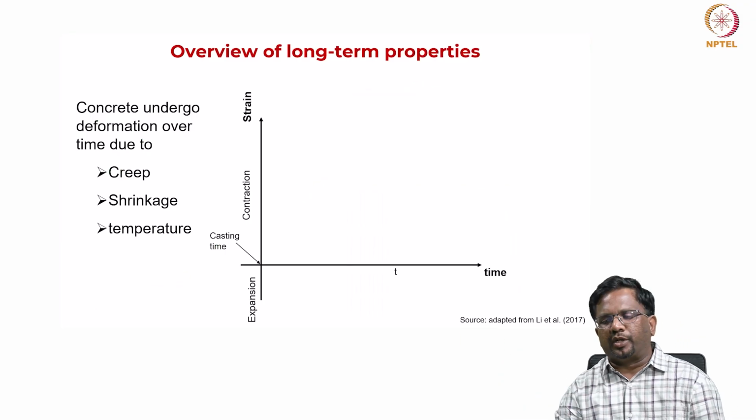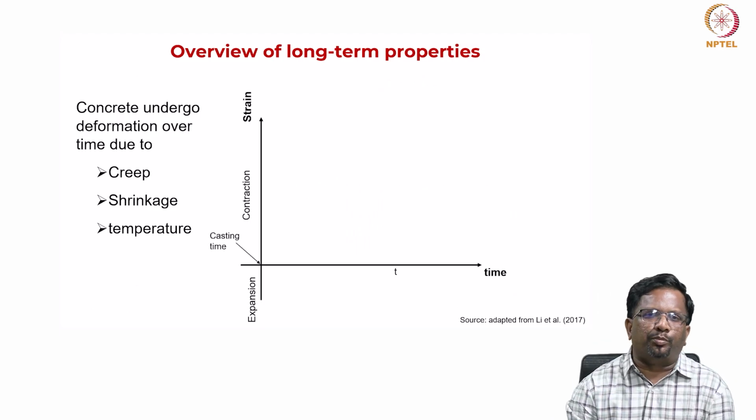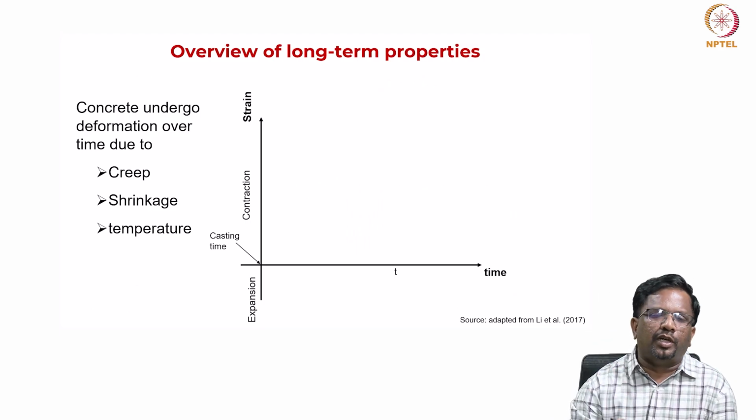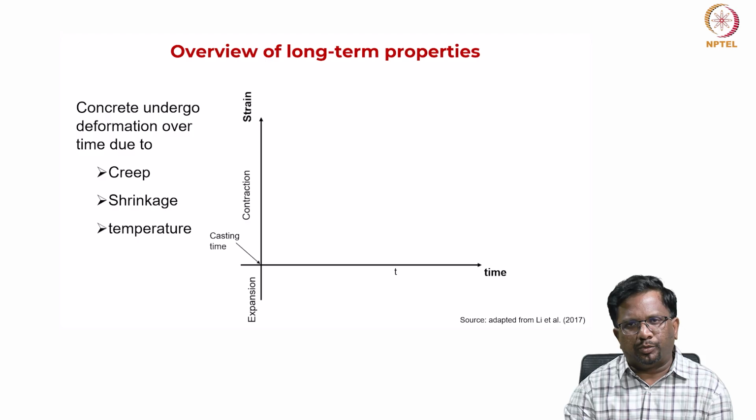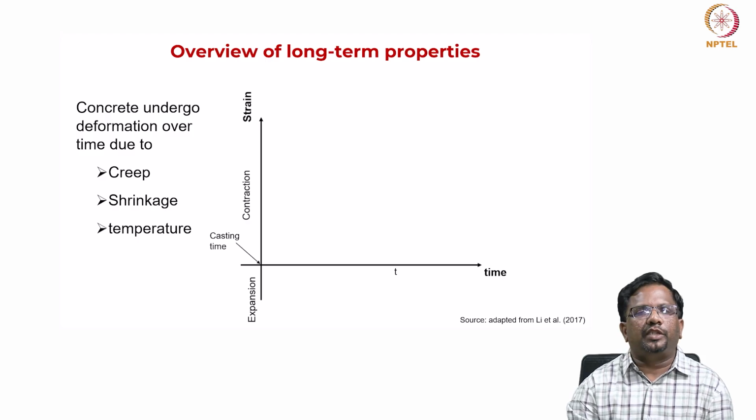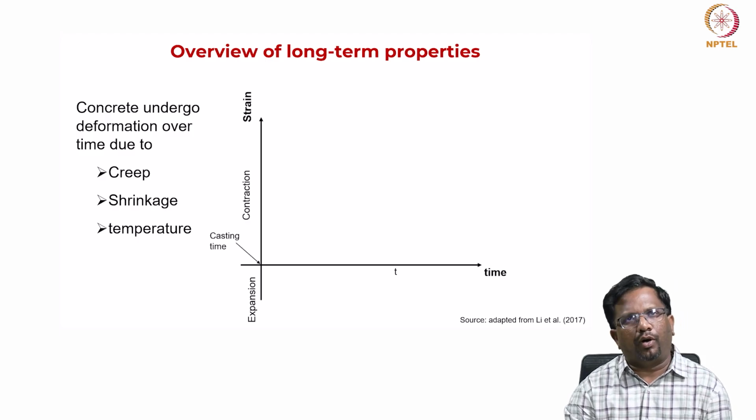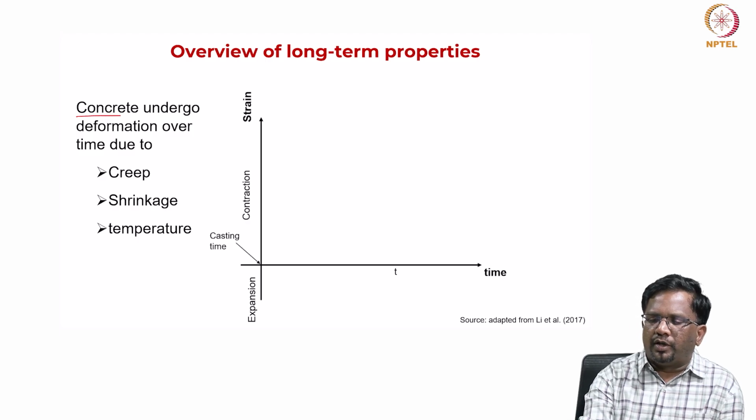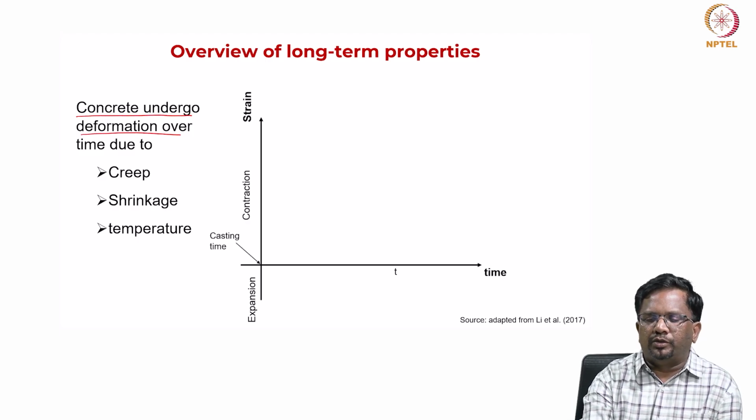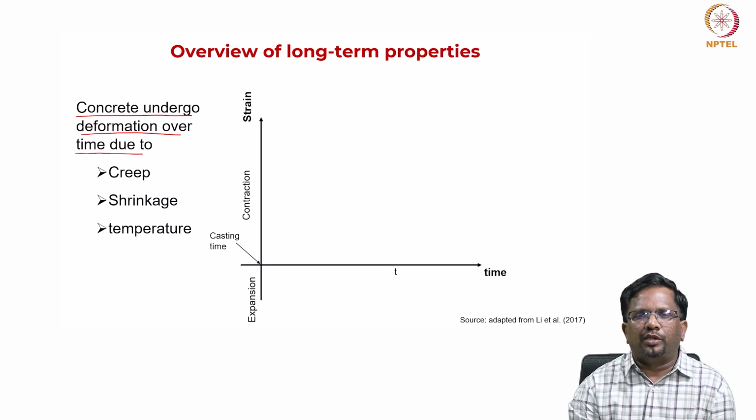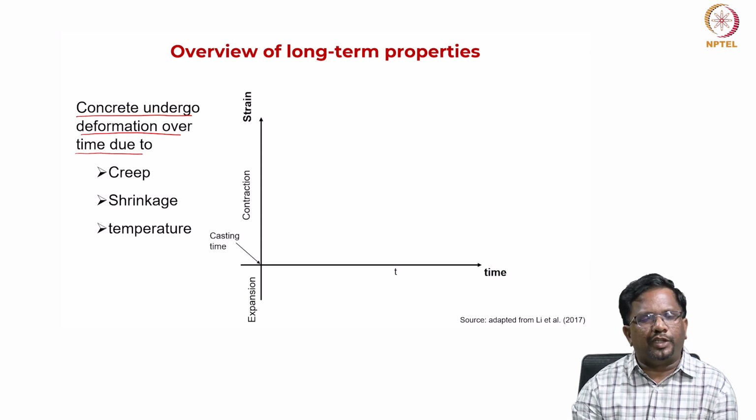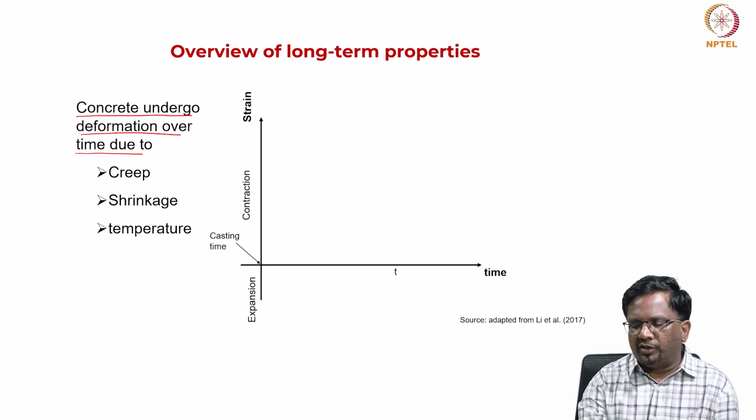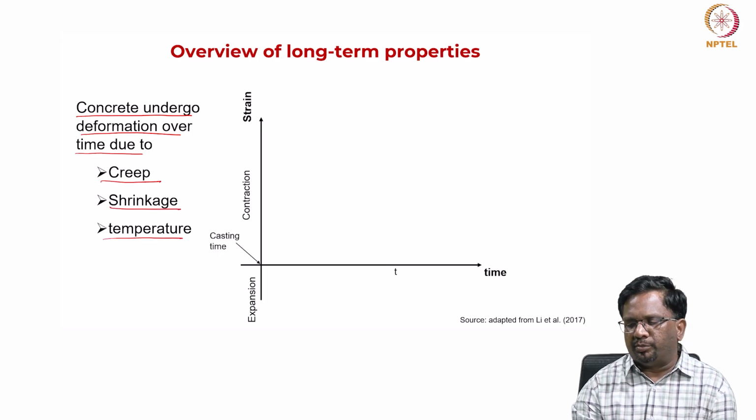Okay, now let us look at these short term properties, the very important properties we have focused on, which is the concrete stress strain curve responses. Now let us see the significance of long term properties. As we can see, the concrete can undergo deformation over time due to three common mechanisms. One is creep, another one is shrinkage, another one is temperature.